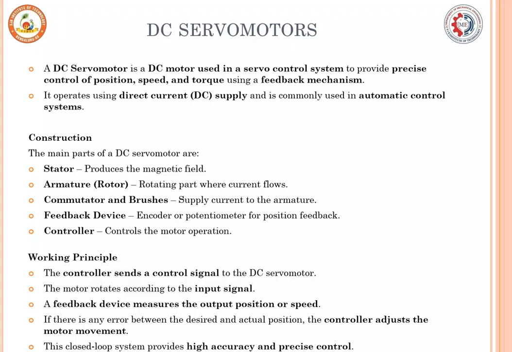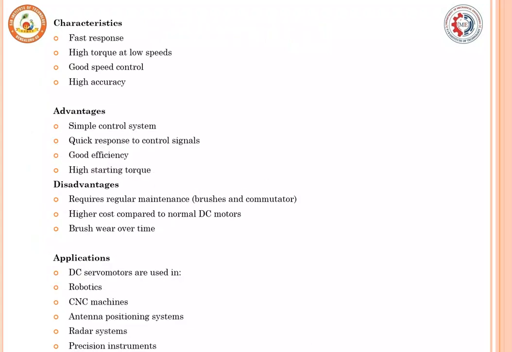So the controller sends a control signal to the DC motor, and the motor rotates according to the input signal given to it. There will be a feedback device that measures the position and speed of the motor. If there is any error between the desired and the actual position, the controller adjusts the motor movements. As it's a closed loop system, high accuracy and precise control is achieved.